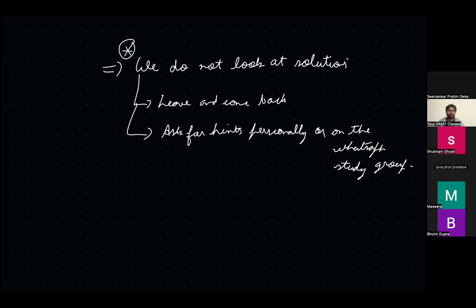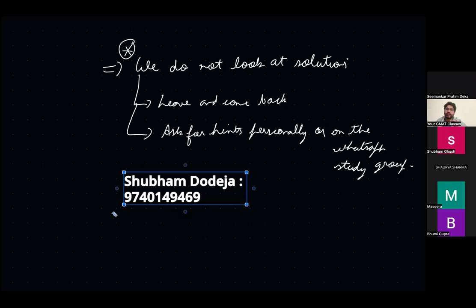Okay. I'll just type in my number. Shubham Nareja, 977. You can save my number. You can message me anytime. You can discuss GMAT, non-GMAT, anything, because GMAT is a lot about psychology. It's not just about theory, because theory everyone knows, but not everyone gets a good score.